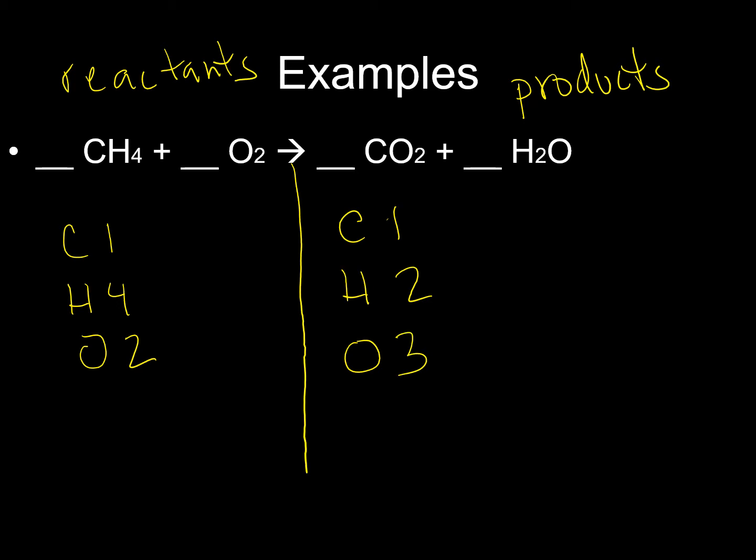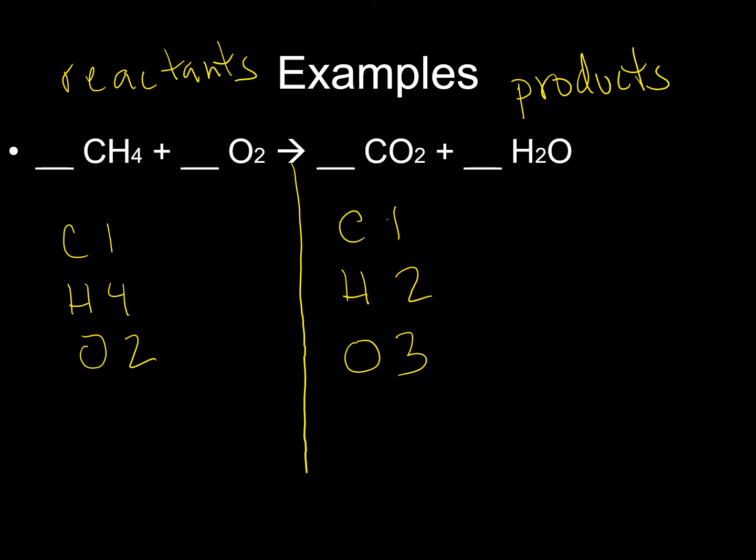The next thing I'm going to do is start adding coefficients to change how many of each I have to try to get things balanced out. So my carbons are currently balanced. I'm not going to do anything to change those, but instead I'm going to look at the hydrogens. So right now I have 4 hydrogens on the reactant side, and I want to end up with 4 hydrogens on the product side.